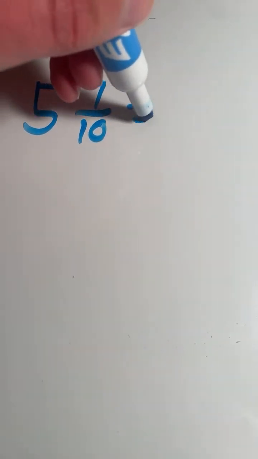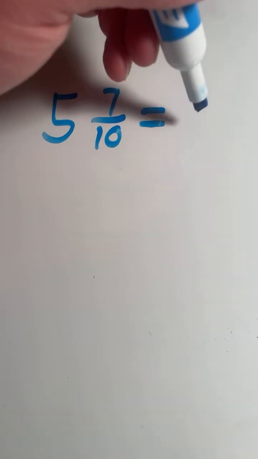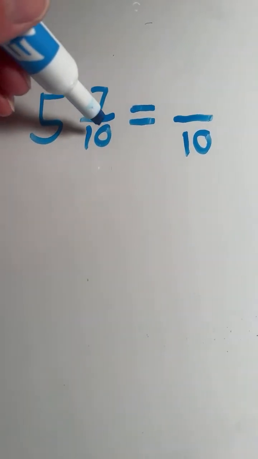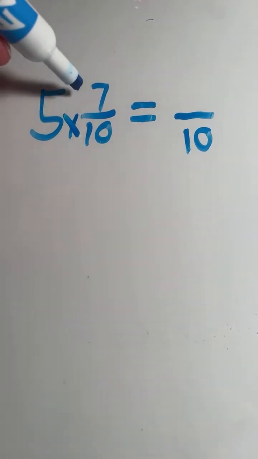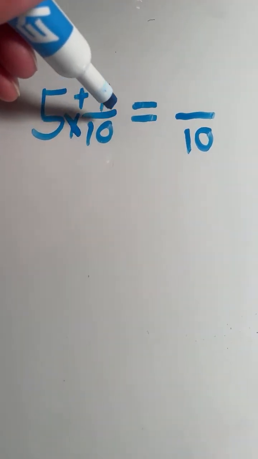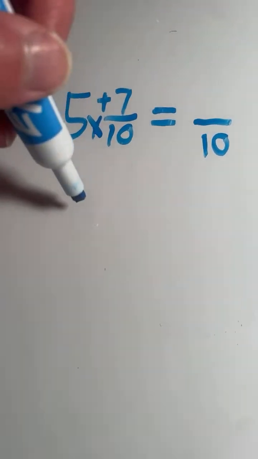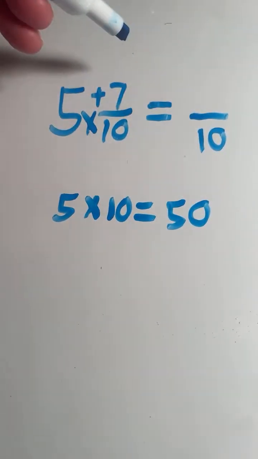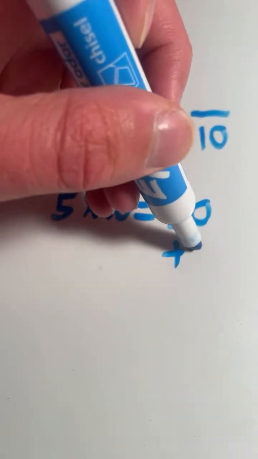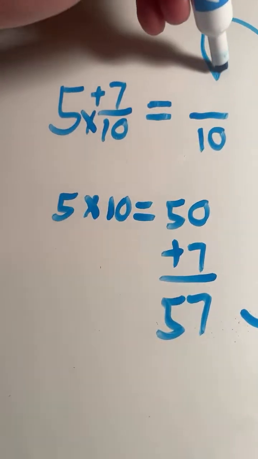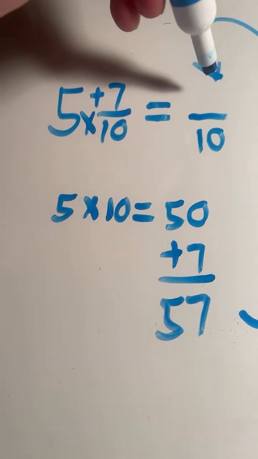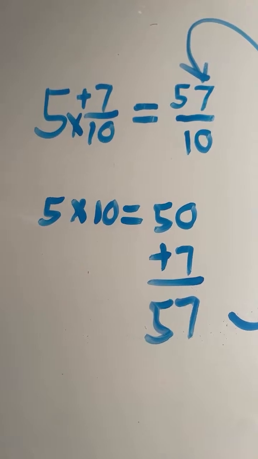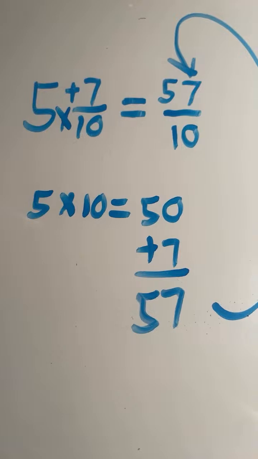5 and 7/10. Got to convert that into an improper fraction. So step one, we copy over our denominator. Steps 2 and 3, you multiply the denominator times the whole number, and then you add the numerator. So 10 times 5 equals 50. This one I'll actually write out. 5 times 10 equals 50. Then we have to add our numerator. 50 plus 7 equals 57. So 5 and 7/10 converted into an improper fraction would be 57/10.